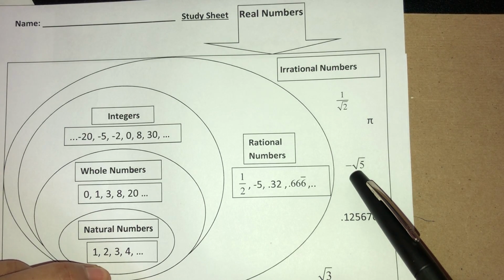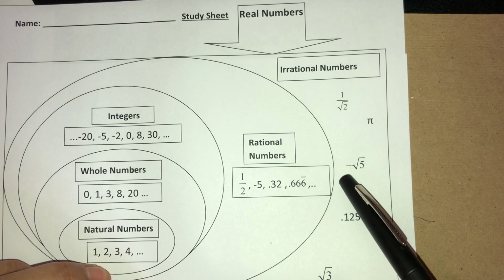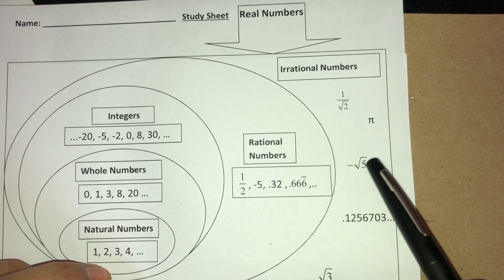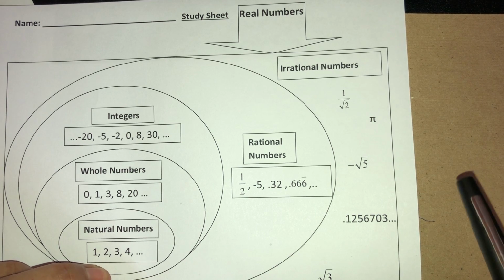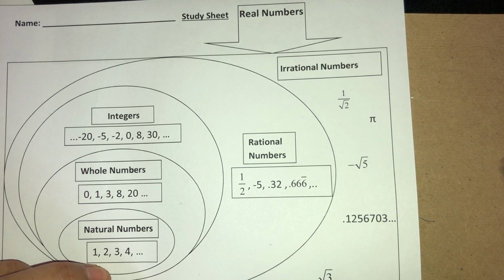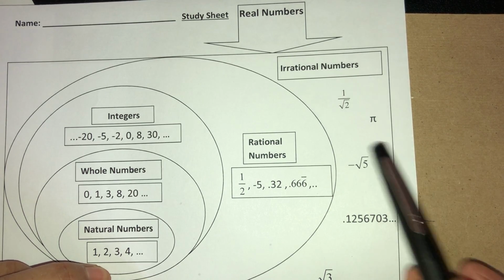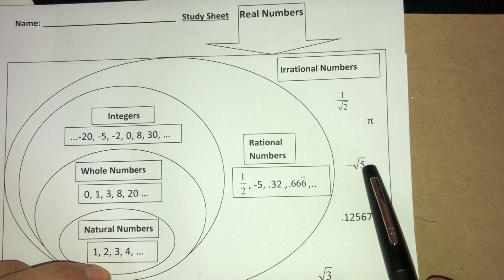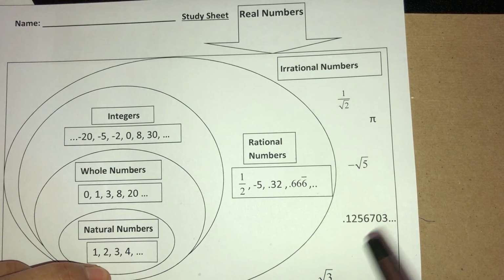Here, radical 5 is not a perfect square either, and because it's negative, that doesn't matter. Because when you have a square root, let's say for instance the square root of 4, you will have positive 2 and negative 2. You will have two roots. So here, even if this is positive, it's still irrational because 5 is not a perfect square.